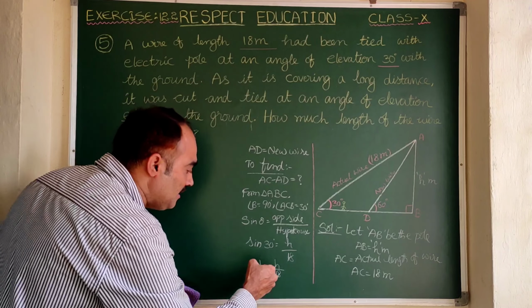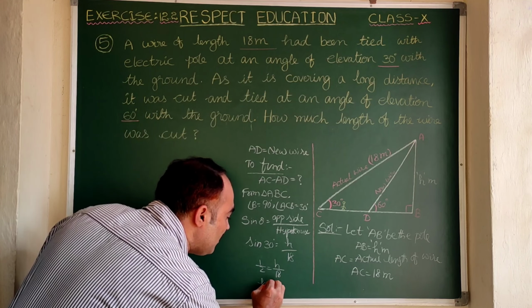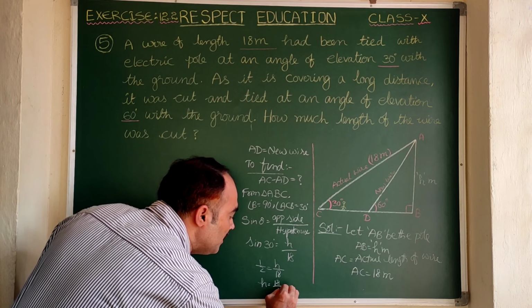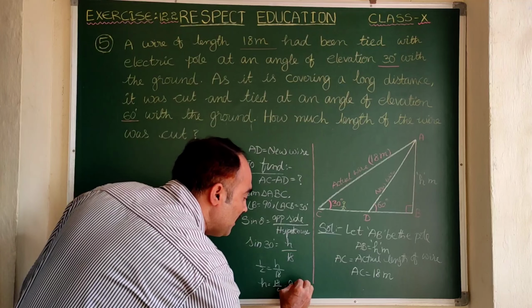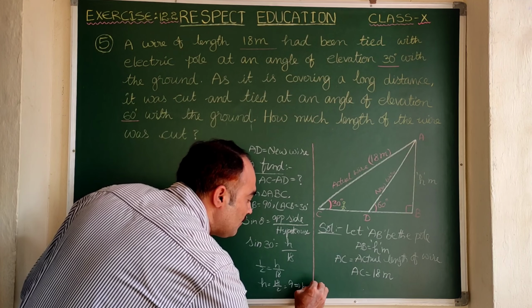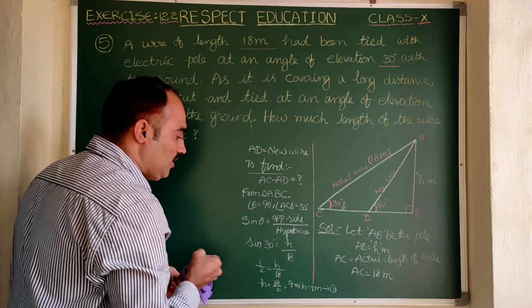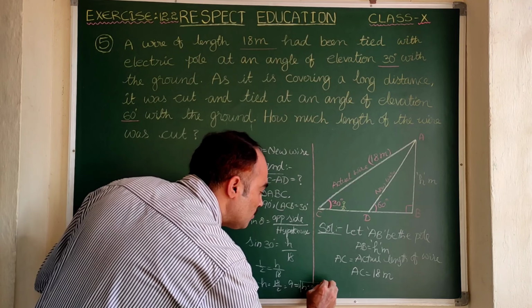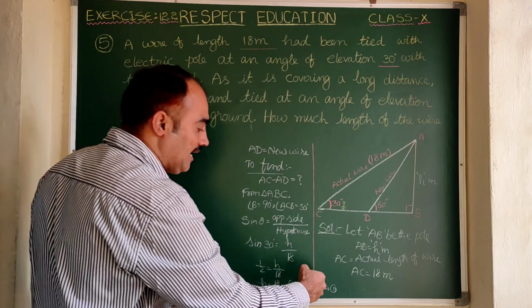On cross multiplication, 2H is equal to 18. So H is equal to 18 by 2, that is 9. Therefore, we got the H value as 9 meters. Here I am writing H is equal to 9 meters. Let us take it as equation number 1, which will be helpful in the further solution. So up till now we got the value of H as 9 meters.